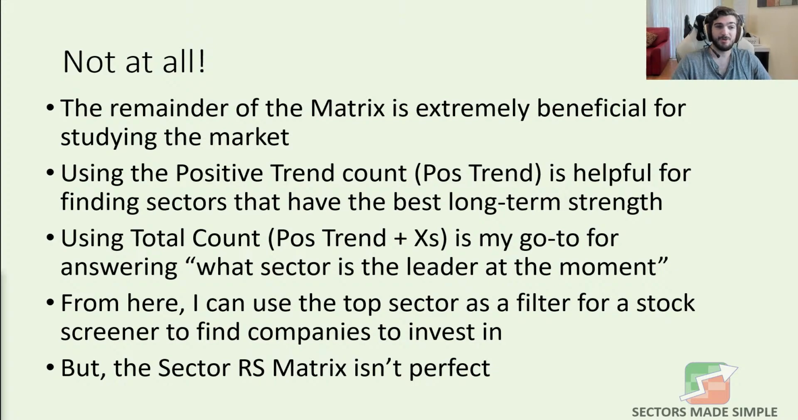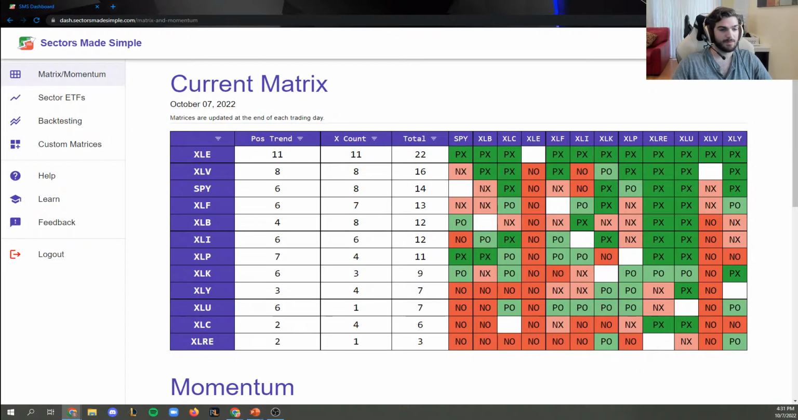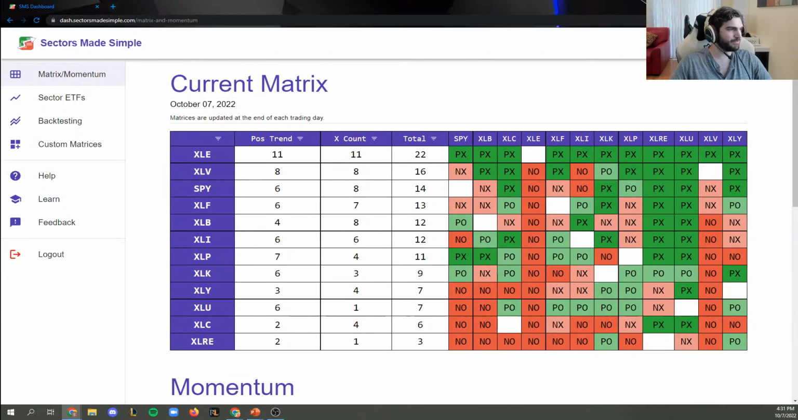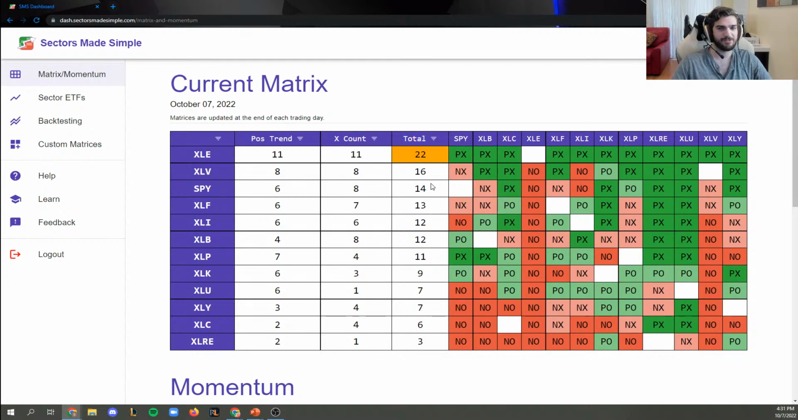Total count. If you ask me the question, what sector is the market leader right now, today? I'm probably going to go to the matrix. By the way, this is already Friday's matrix, so this is updated to the end of the week. So if you asked me what is the best sector right now, I would probably come to the matrix. I would sort by total count. And I'll be, all right, energy is the best. Healthcare is the second best. The S&P 500 is the third best.